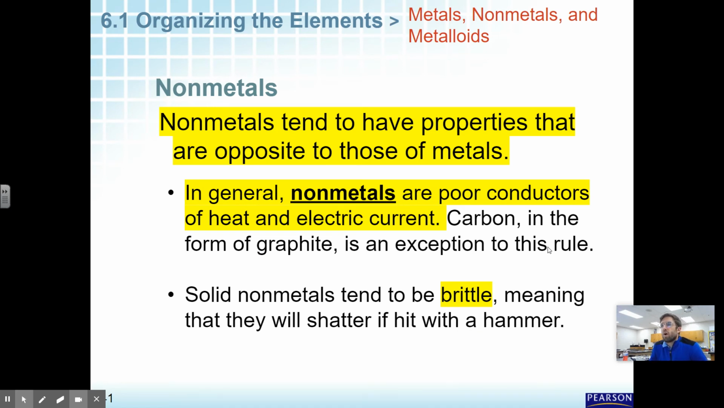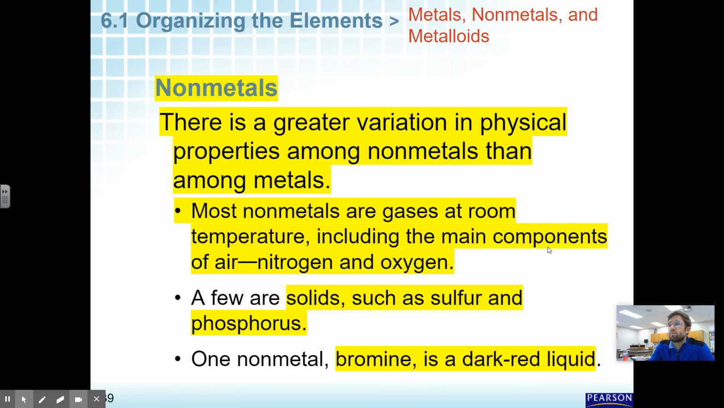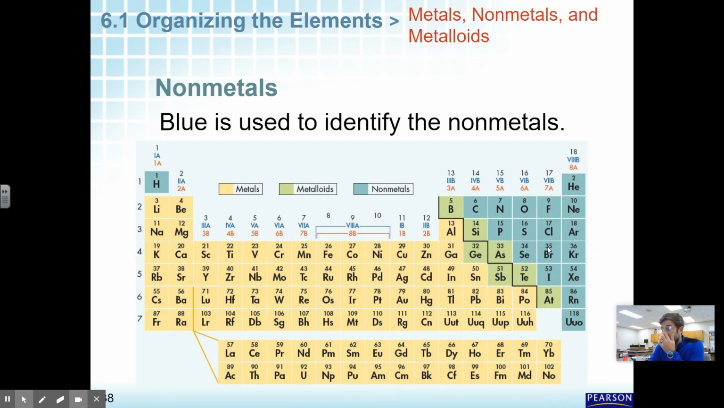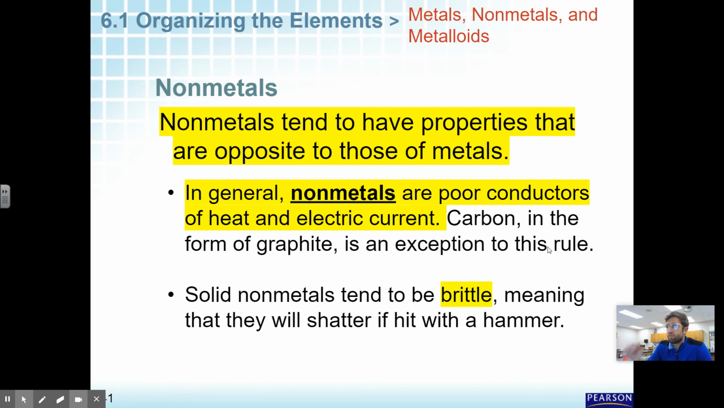Nonmetals tend to have properties that are opposite of those of metals, which makes sense in life. If you have something that is this and something that's non-this, it's usually the opposite. In general, nonmetals are poor conductors of heat and electric current. We do not use these nonmetals to carry current in our electronics. We use things like copper, silver, gold, chromium, and silicon. We don't use sulfur, chlorine, or bromine to do that.